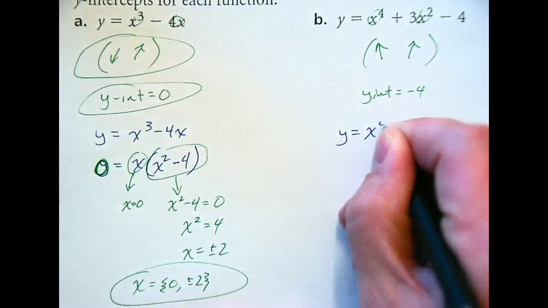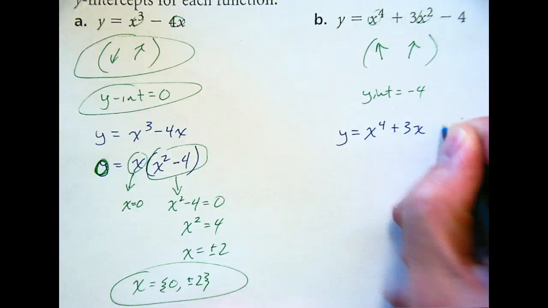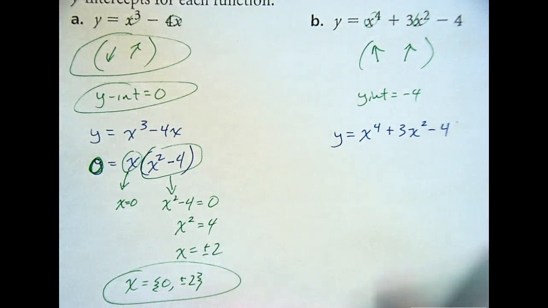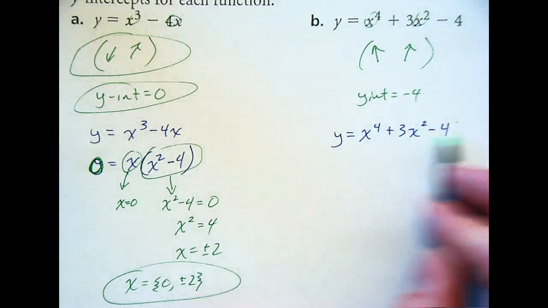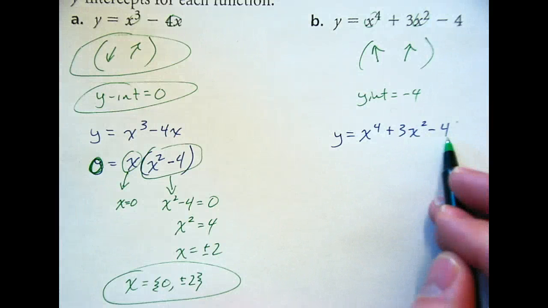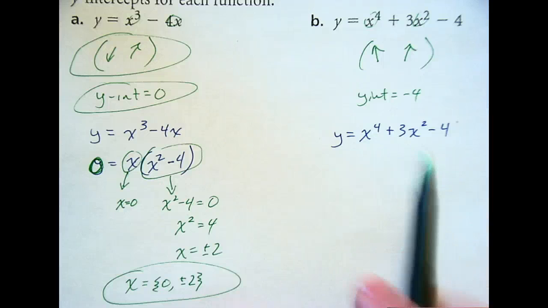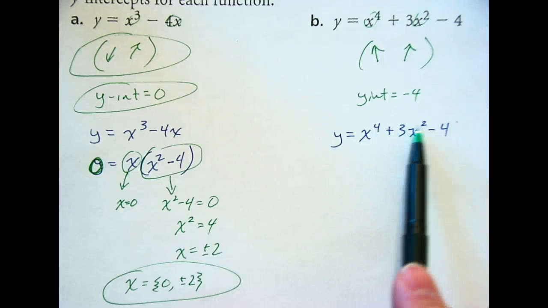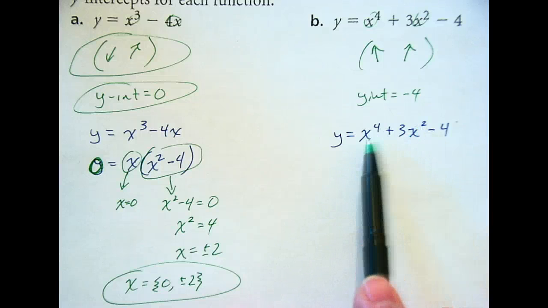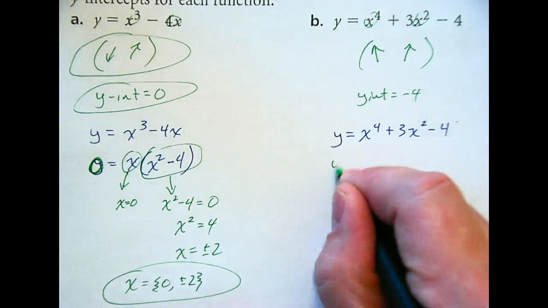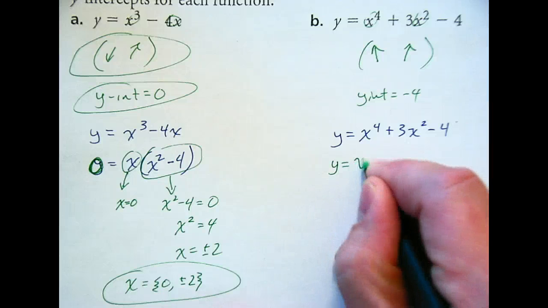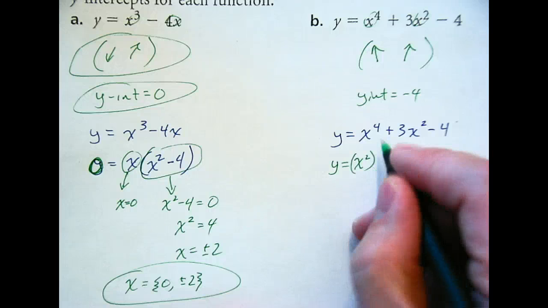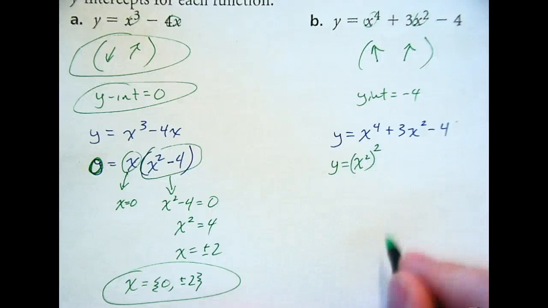Y equals x to the 4th plus 3x squared minus 4. Hey, this one's a bit different, right? Because we have this, but we don't have anything back here to pull out. Anytime you look at a problem and you see that this power is twice the middle one, we're going to treat it like a quadratic. We're going to write it like this. Y equals x squared to what power? Second power. Now it's a quadratic.